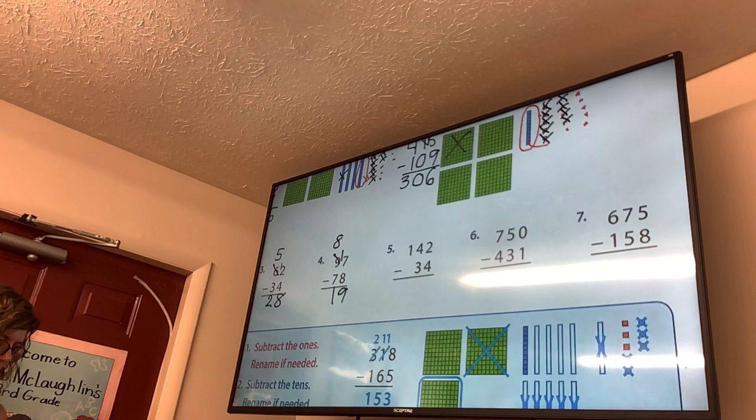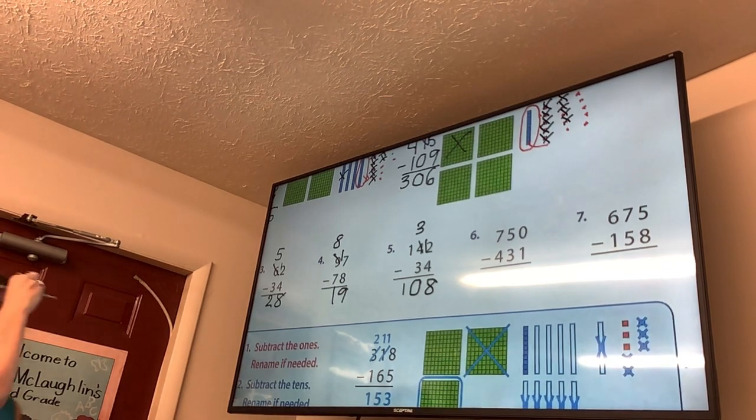All right, the next one is 142 minus 34. So start with the 2 minus 4. Can't do that. So go to the 4 that's in the tens column, cross it out, and it becomes a 3. And that 2 becomes a 12. 12 minus 4 is 8. 3 minus 3 is 0. And 1 minus nothing? 1. Answer? 108.